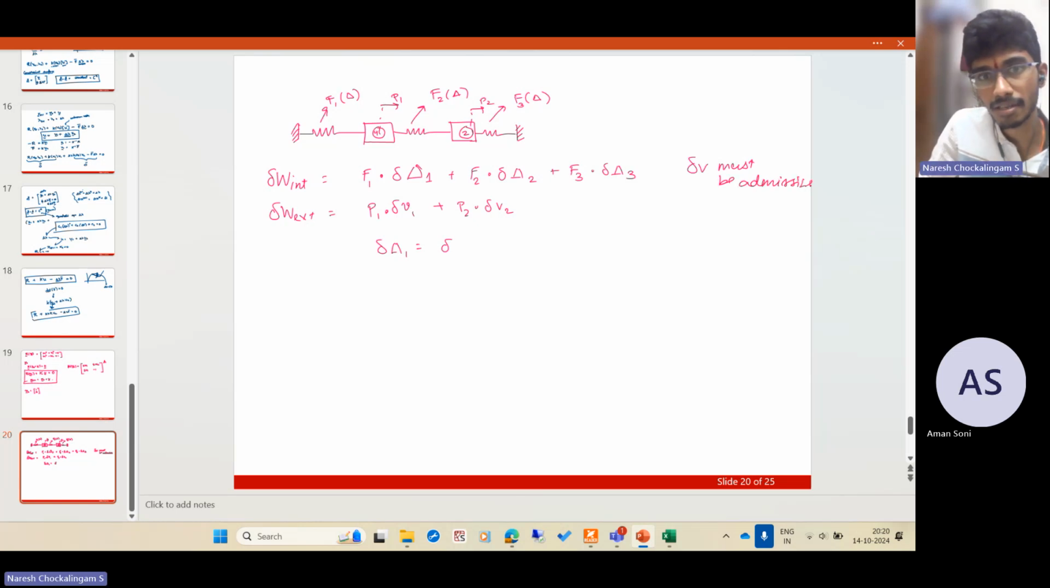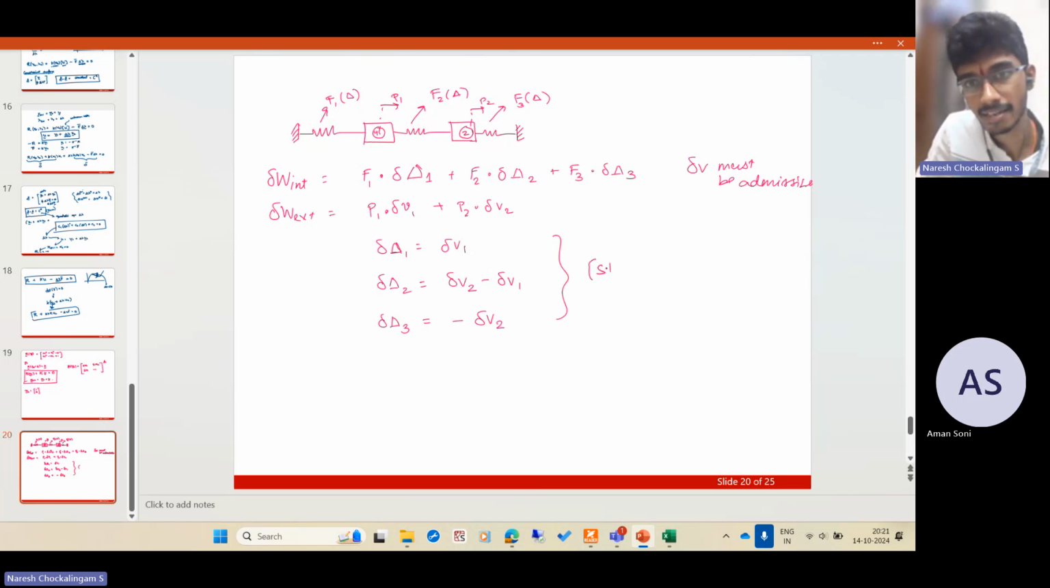So if it has to be admissible, then this delta 1 has to be calculated from this del. It cannot be independent. So del delta 1 is just del V1. Del delta 2 is del V2 minus del V1. And del delta 3 is minus del V2, right? So corresponding to continuum, this is something like strain displacement relations. Strain displacement relations are nothing but compatibility conditions.